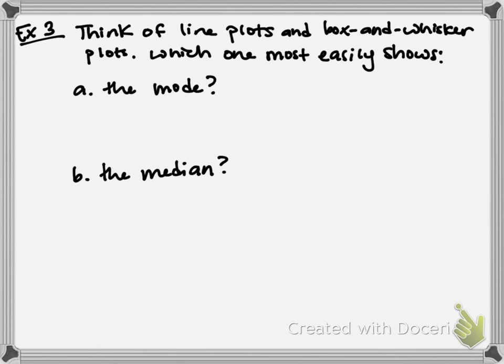All right, let's think about line plots and box and whisker plots. Which one most easily shows the mode? That's the number listed the most often. That would be the line plot, right? We can see each individual data point to see the mode.